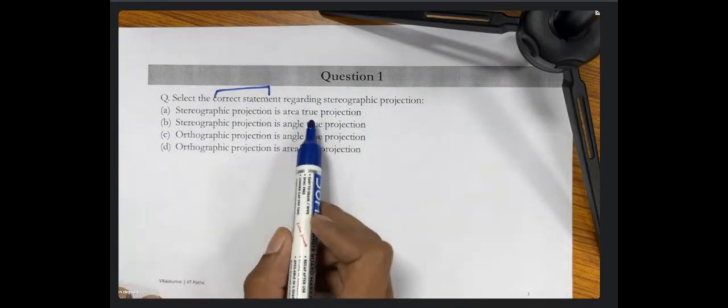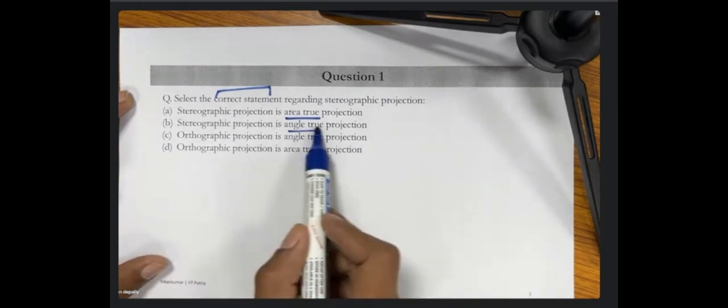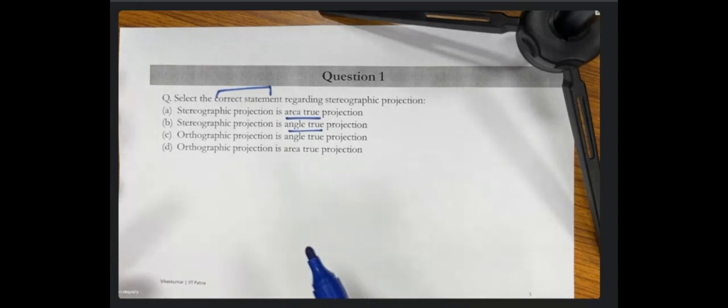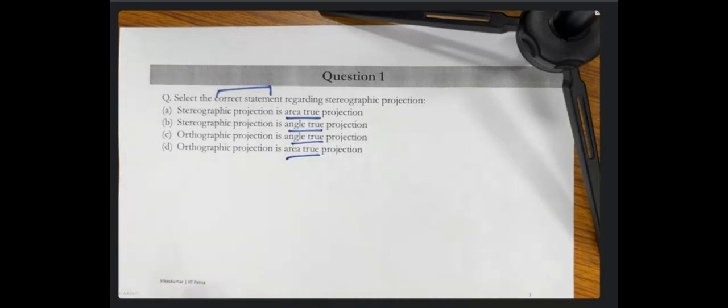So question number 1 is regarding the stereographic projections. It is asking which of the options is the correct statement. The first option is: the stereographic projection is an area-true projection. Focus over here. The second option is telling that the stereographic projection is an angle-true projection. And then we have the third option, which is talking about the orthographic projection, whether it's the area-true projection or the angle-true projection.